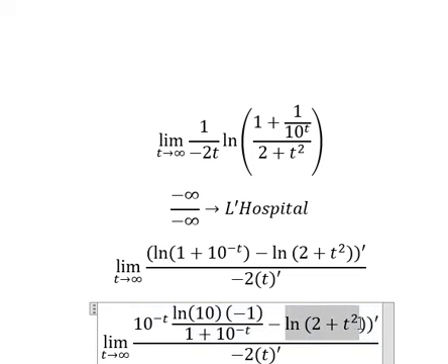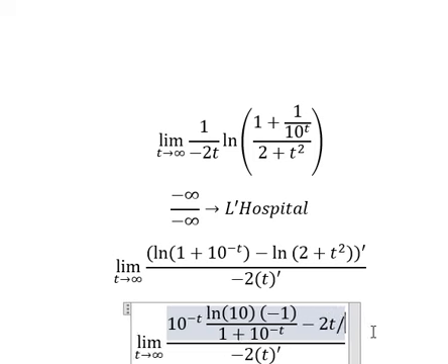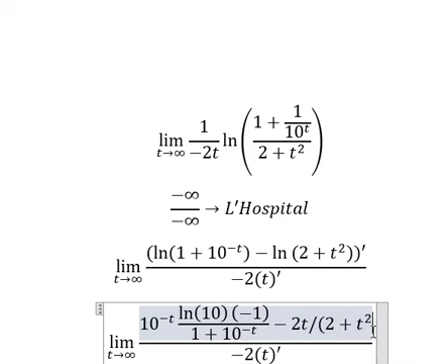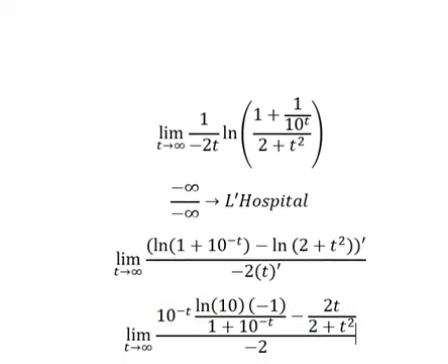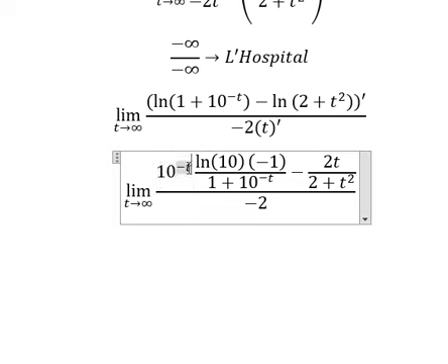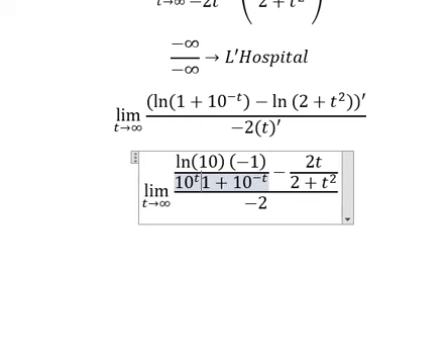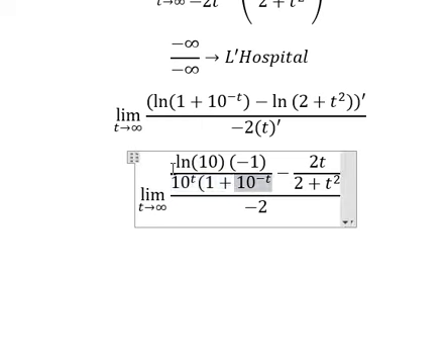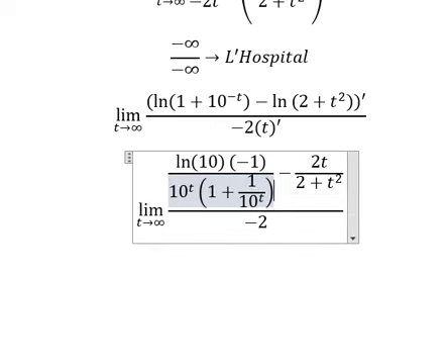And this one is 2t over 2t squared. And this one we have 1. So we know that this one is 10 to the power of t going here. This one we have 1 over 10 to the power of t.